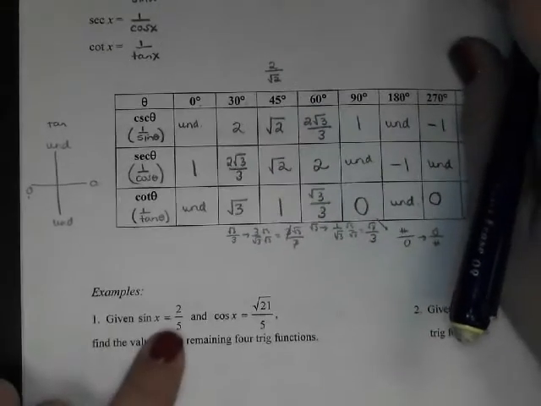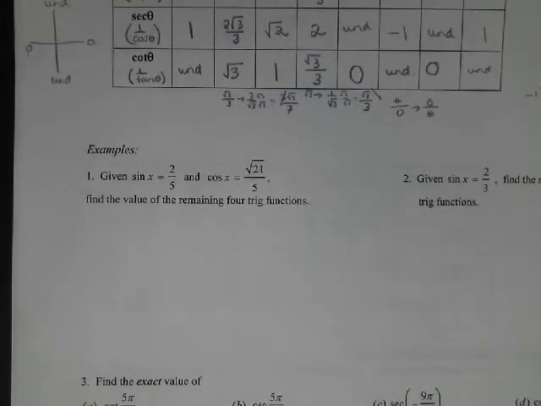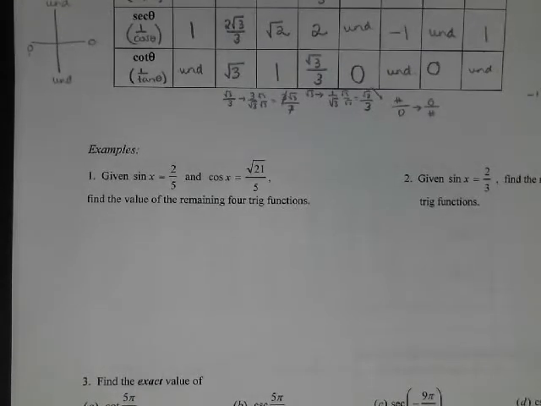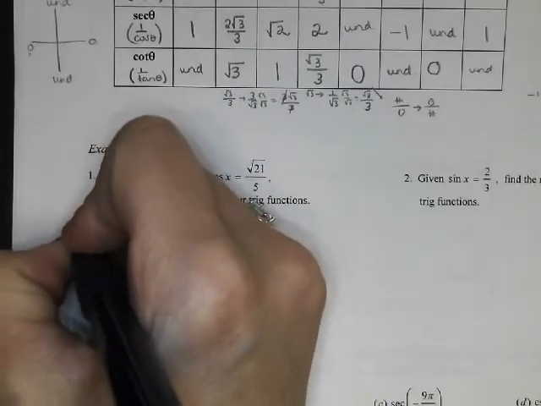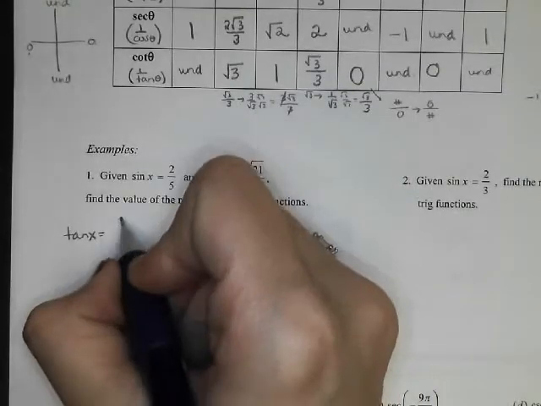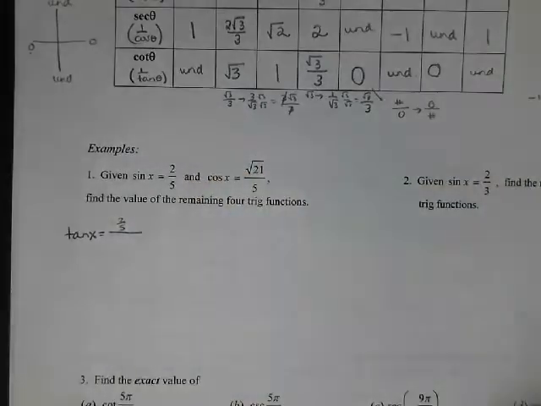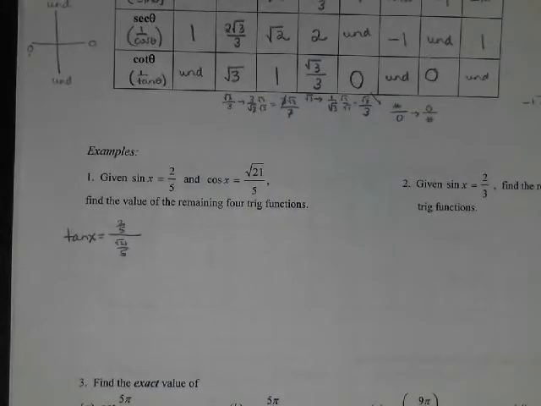Okay, so here we are. So we've got two trig functions. The sine is 2/5. And the cosine is root 21 over 5. Find the value of the 4 remaining trig functions. So the first primary three are sine, cosine, and tangent. To find the tangent, you just do sine over cosine, traditionally. So the sine is 2/5 over the cosine value is root 21 over 5. Hopefully you remember that from yesterday, and also from last year, that tangent is just the sine over the cosine.